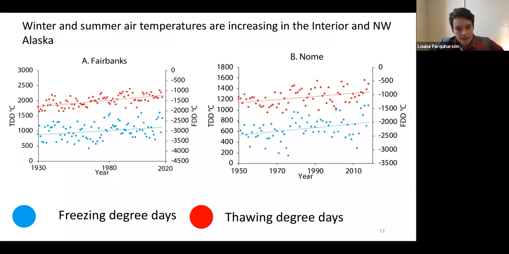So looking a little more at what's been happening with these freezing degree days and thawing degree day values in Fairbanks and Nome, so interior Alaska and northwest Alaska, we can see that at both locations we have an overall increase in winter warmth and summer warmth. So what this means is that we have deeper thaw in summer and shallower freeze in wintertime, which is a recipe for incomplete winter refreeze of summer thaw. Next slide, please.